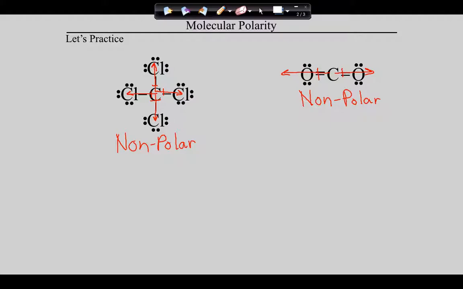Ooh, I just had an idea. Would it have been better to do carbon dioxide before CCl4? Is it easier to see how the poles cancel in this than it is in CCl4? I'm going to switch these. I think it would be better to do this one first.